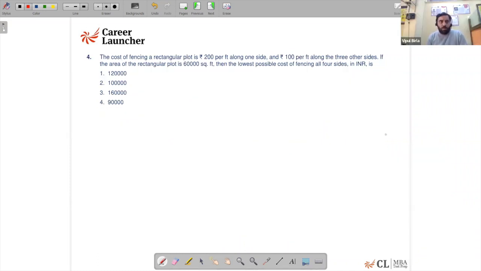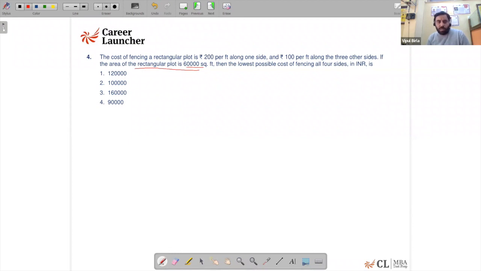Question number 4. The cost of fencing a rectangular plot is rupees 200 per feet along one side and rupees 100 per feet along the 3 other sides. Okay. So if the area of the rectangular plot is 60,000 square feet, then the lowest possible cost of fencing all 4 sides in INR is, okay, we're supposed to identify.